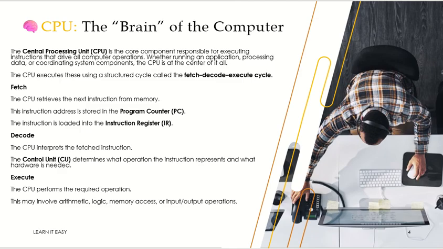Then the second process, decode. The CPU interprets the fetched instruction, and the control unit determines what operation the instruction represents and what hardware is needed. And the third process, execute. Once the fetch and decode process is completed, the CPU performs the required operations. This may involve arithmetic, logical, memory, or input-output operations.